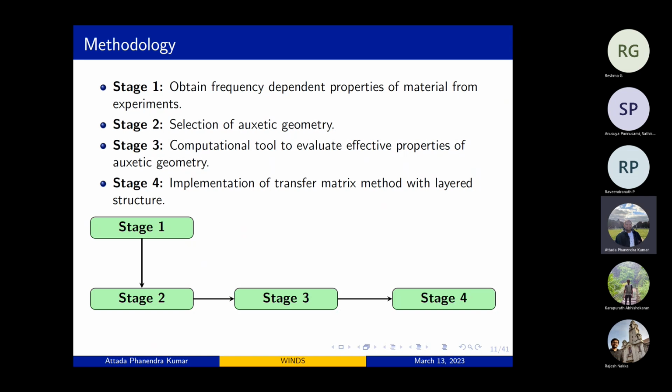But these properties are going to vary across the frequencies when we work at gigahertz range frequencies. So initially we needed the experimental data from the literature works, where we have extracted the properties from the literature, and then we have selected the different auxetic geometries we are interested in, and then we have developed a tool to obtain the effective properties, as we wanted to tailor the geometric configurations of these auxetic materials. Then we have used the transfer matrix method for the anisotropic material which we are working on for obtaining the absorption spectrum.